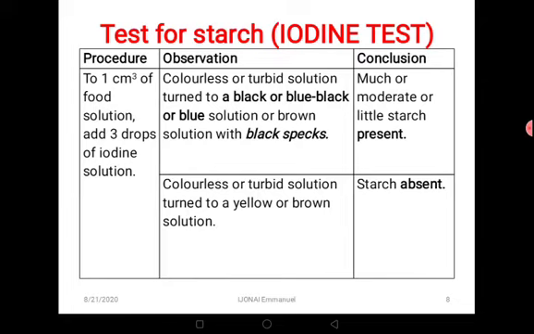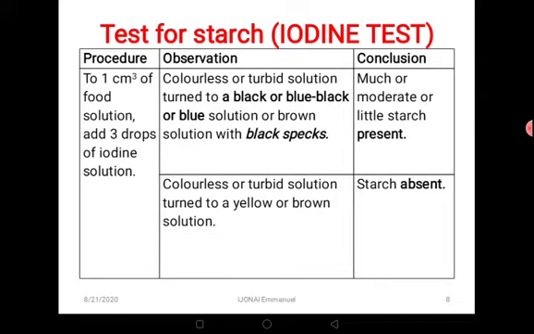Then in your conclusion, if the solution turned to a black solution, then you can say much starch present. If it turned to a blue-black, then you can say moderate starch present. If it was a brown solution with black specks, then very little starch present. So depending on what you saw, you need to report accurately.